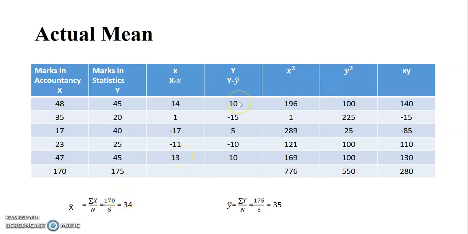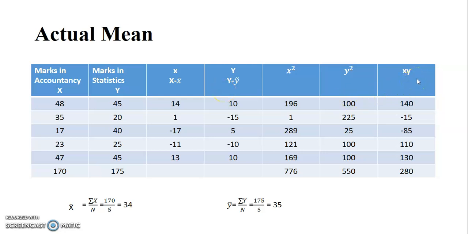Like that we have to find the small y values. The y bar is 35. The first y value is 45. 45 minus 35 is 10. 20 minus 35 is minus 15. 40 minus 35 is 5. Then 25 minus 35 is minus 10. 45 minus 35 is 10. Now, for applying the formula, we want to find x square and y square. So this is the square of x, and then y square is the square of y.